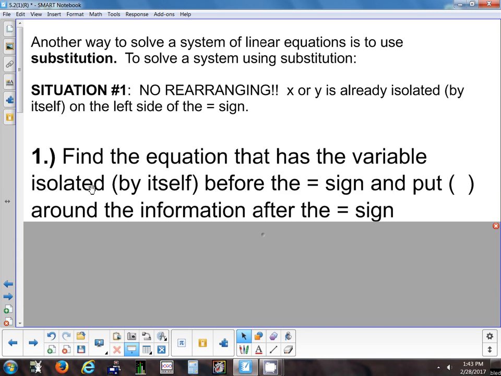Like I said, every system we deal with today will have at least one equation that already has x or y isolated by itself. So you won't have to move anything around. There'll be no rearranging. Like I said, guys, for each step that we do, we'll do an example that will show what's happening in that step.